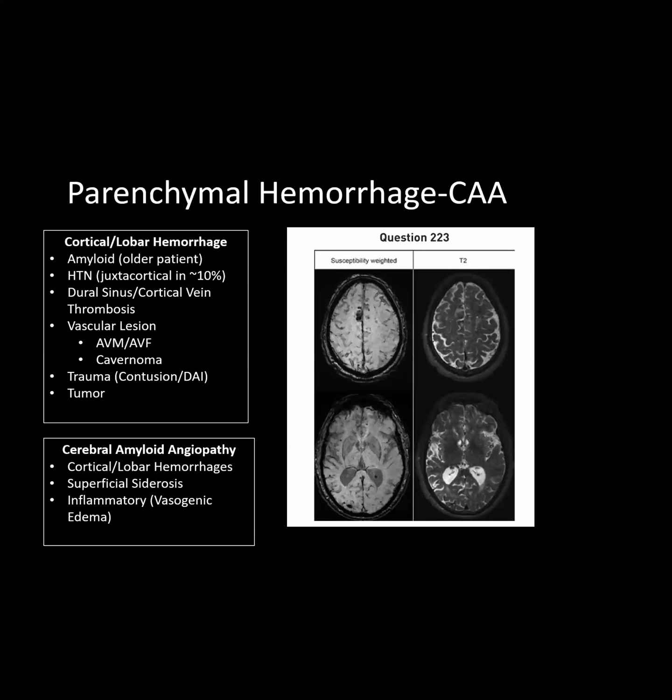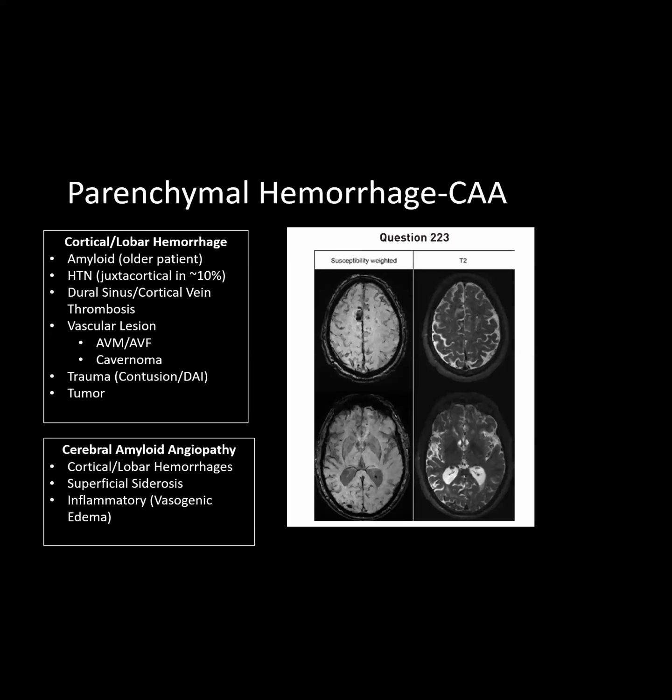Okay. More examples from your prior right exam. If you look at the SWI on this case, there's bright signal over here that's cortical. Plus there's hemosiderin deposition within the sulci over here. So this is probably an example of cerebral amyloid angiopathy.